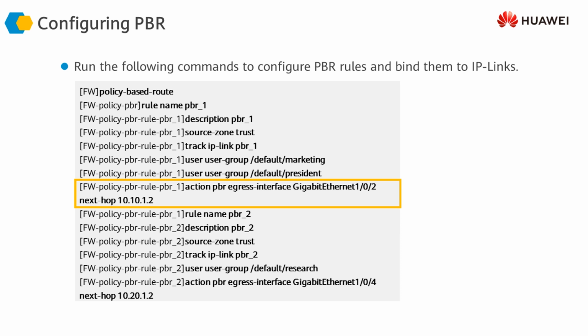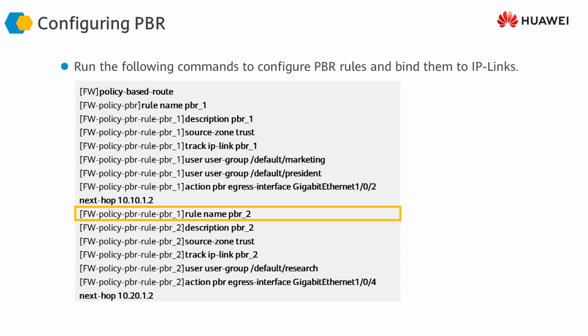is ISP1's link. 10.10.1.2 is the IP address of the router connecting us to ISP1, which means that all the traffic that matches this condition, coming from source zone trust and belonging to one of these user groups, is going to be forwarded through this next hop.